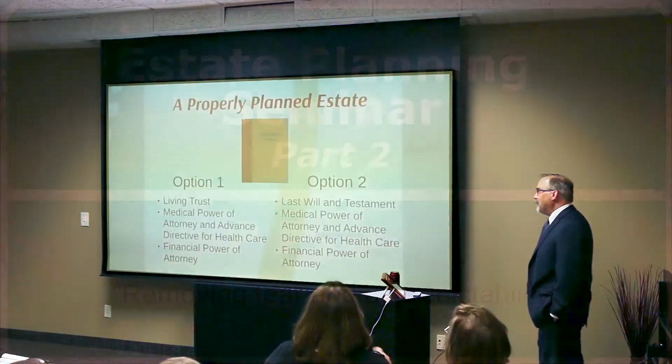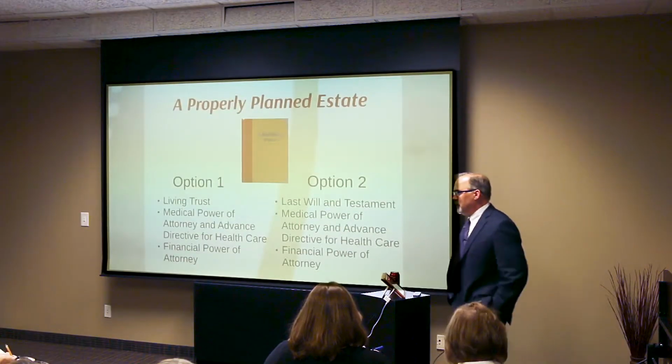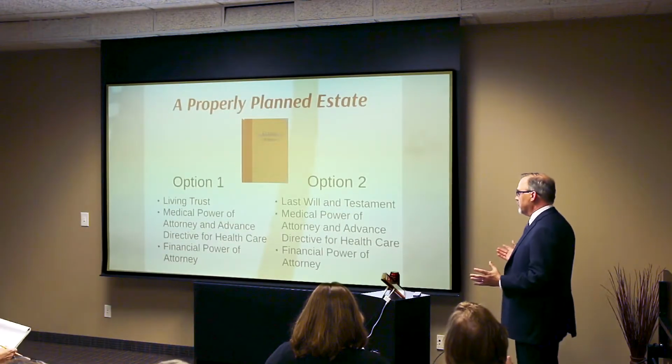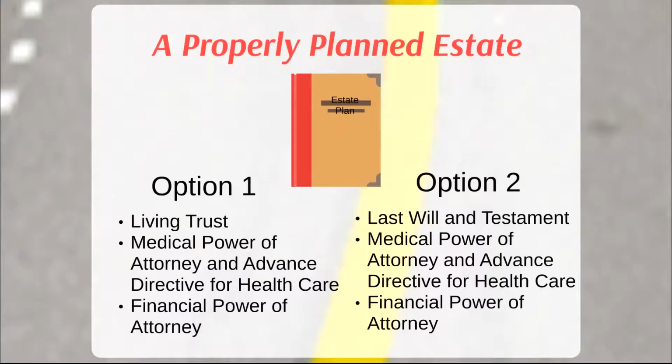All right, so now the second part of our seminar, we're going to move from talking about problems, which are depressing, to solutions. A properly planned estate can be handled in one of two basic ways. One is with a living trust, and one is with a last will and testament. We're going to talk about how the issues and problems that we saw in the first part of the presentation can be dealt with by either technique. The solution can come in either way.